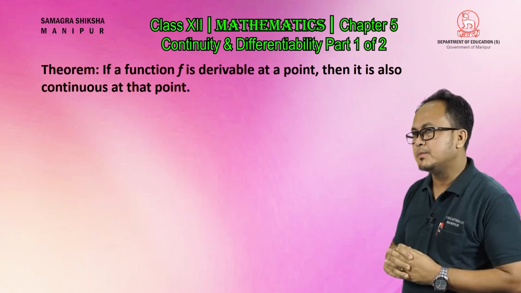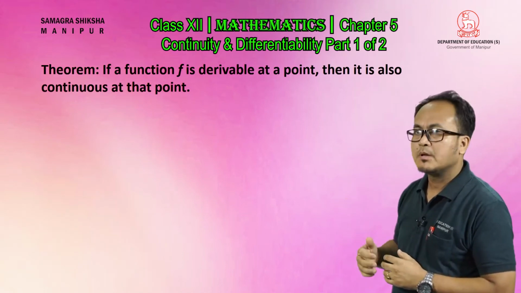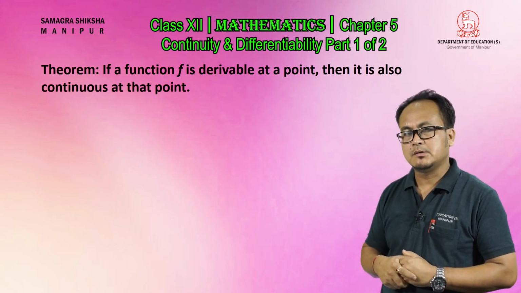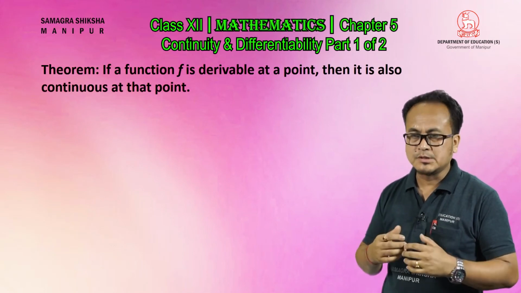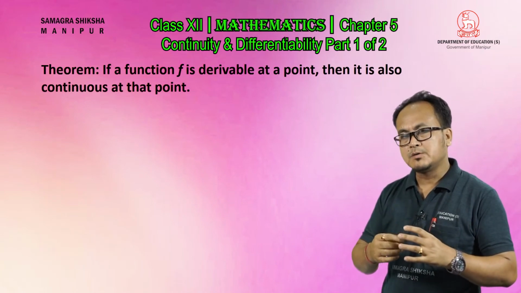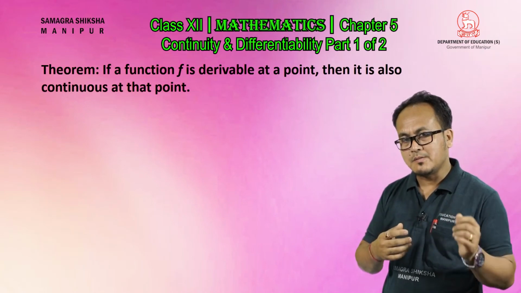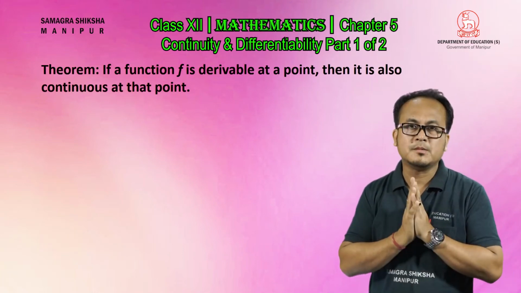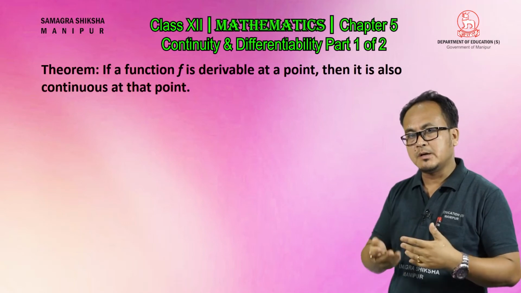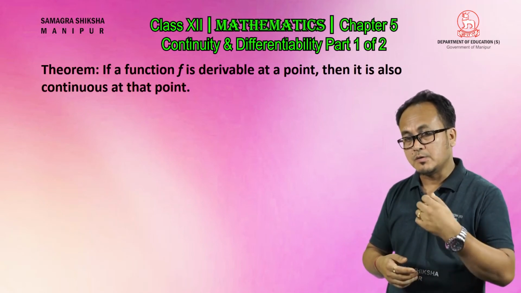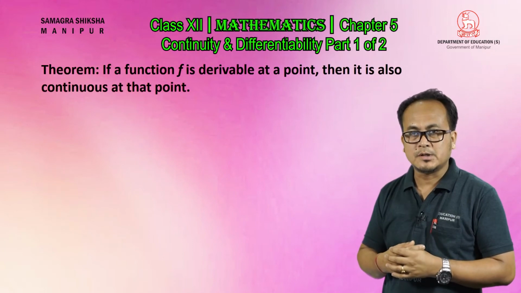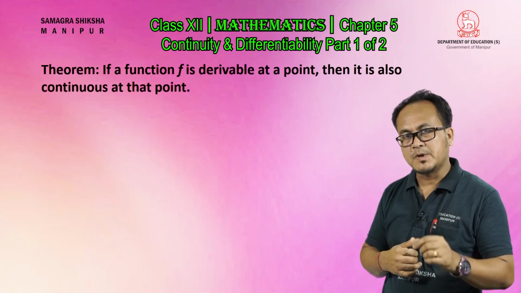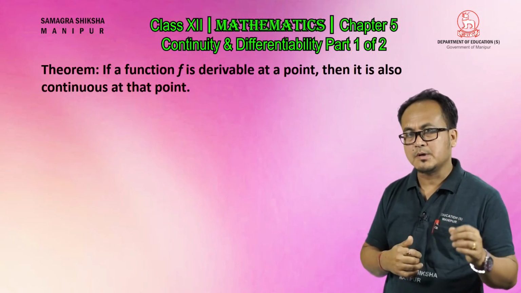Theorem: if a function f is derivable at a point, then it is continuous at that point. The statement says that if a function is derivable at a particular point, meaning the left hand derivative and right hand derivative both exist, then the function is automatically continuous. The conclusion is that derivability implies continuity.